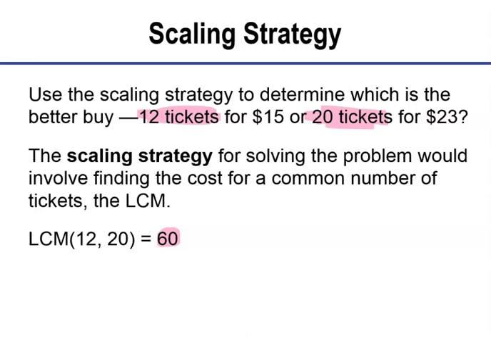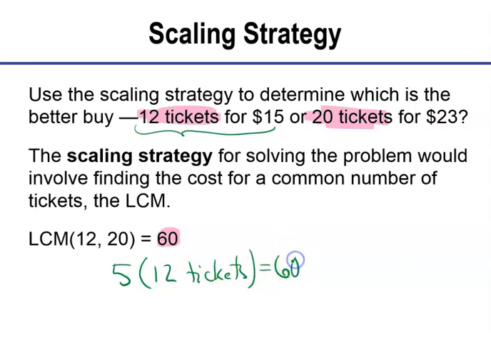So let's do that. If we bought 60 tickets at the rate of 12 tickets for $15, we know that 5 times the 12 tickets would equal the 60 tickets, right? And that would be 5 times $15, which would cost us $75.